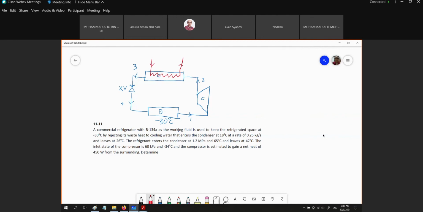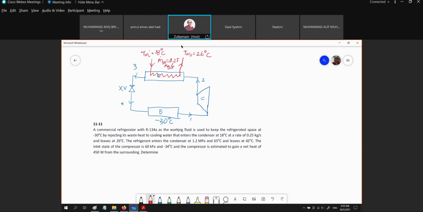And it's mentioned that the refrigerant is rejecting waste heat to cooling water that enters the condenser at 18 degrees C. So this is our T water in at 18 degrees C. And we have the m dot for cooling water as 0.25 kilogram per second, and it leaves at 26 degrees C. The T water out is at 26 degrees C.